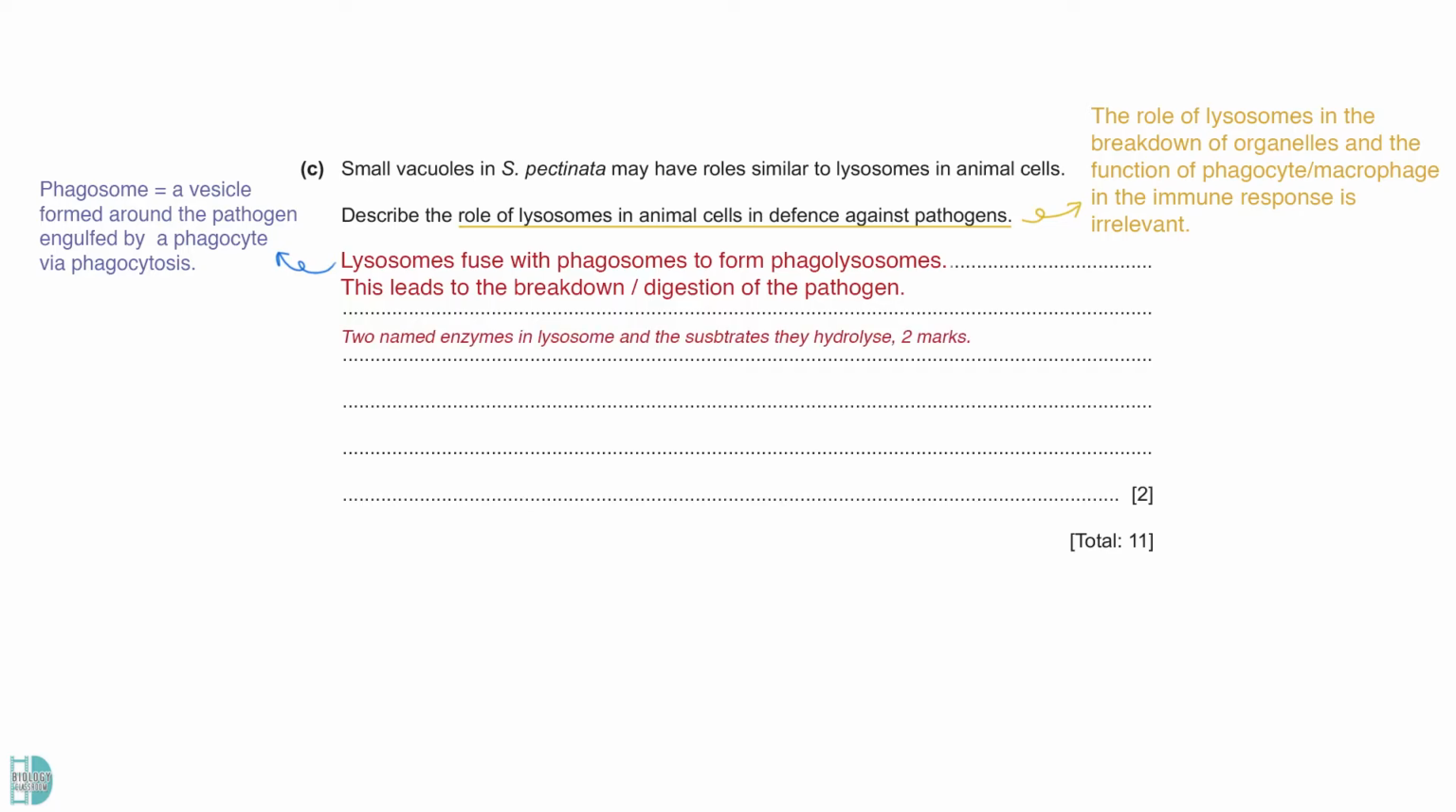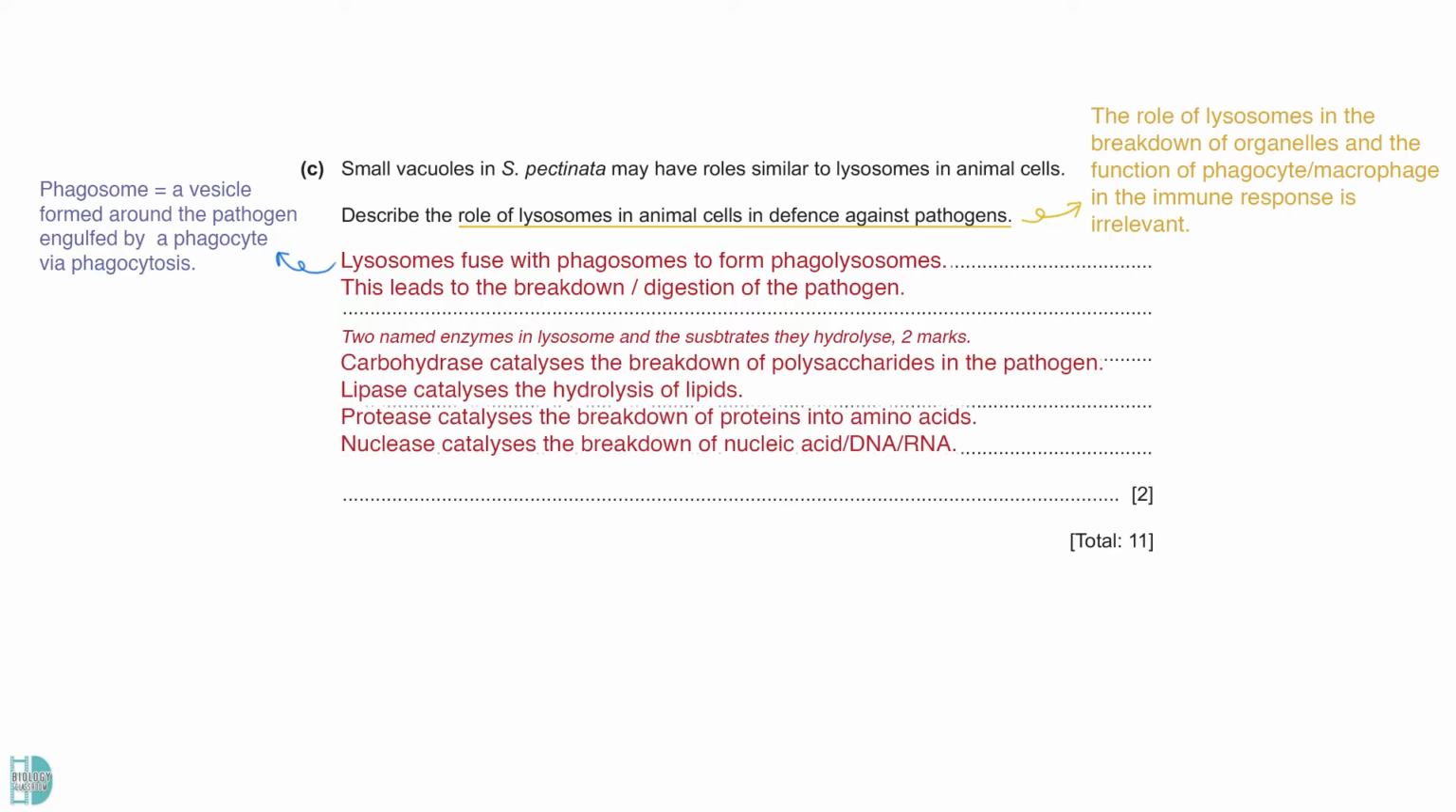Then, name 2 enzymes and the substrates they hydrolyze to get another 2 marks. For example, carbohydrase catalyzes the breakdown of polysaccharides in the pathogen. Lipase catalyzes the hydrolysis of lipids. These molecules are digested or broken down to form harmless and soluble products, which may be useful for the cell.